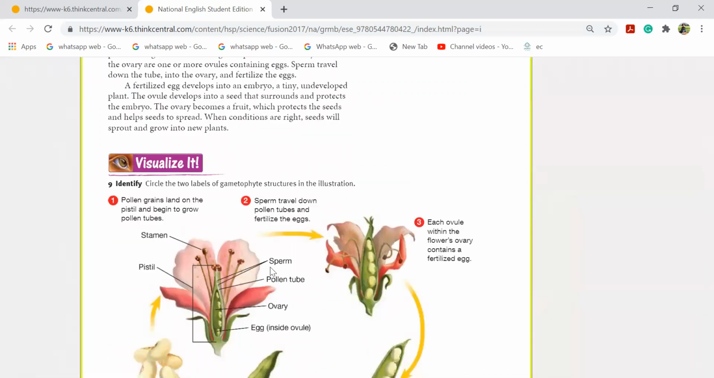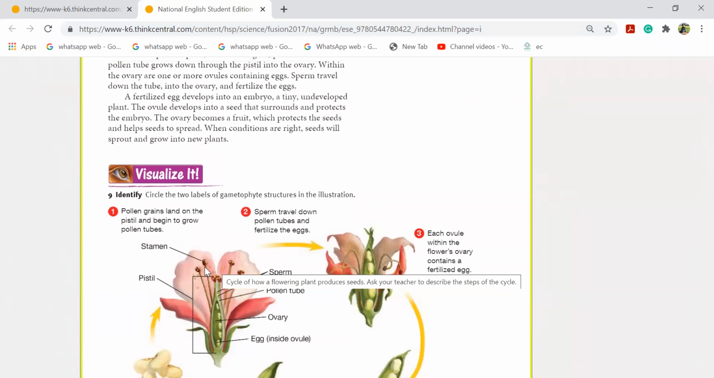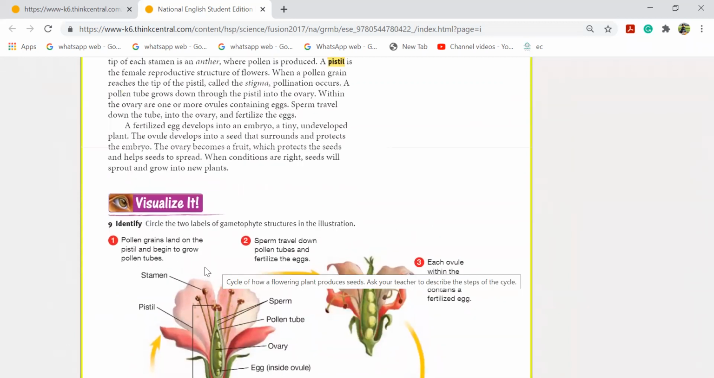Here, girls, can you see the stigma? Just the green thing is the tip. Listen to me. This whole thing is called the pistil. On the tip of the pistil there is some sticky substance. If you touch that, that is the stigma. Is it dangerous? No, not at all.